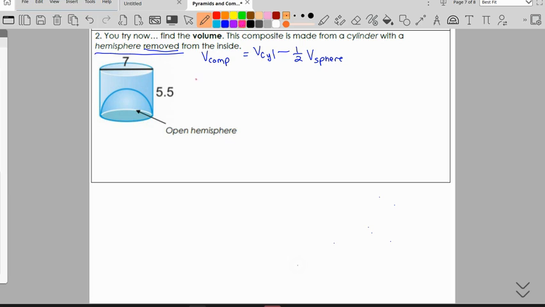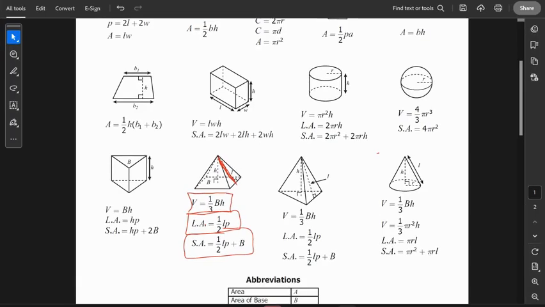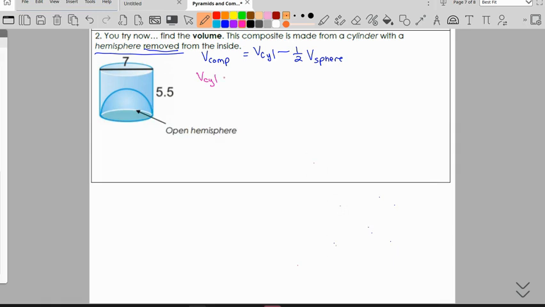Let's go find volume of the cylinder. And if I look at my formula card, here's my cylinder. Volume is pi r squared times height of the cylinder. So that formula is pi r squared times height of the cylinder. And then I'll go find half the volume of the sphere. That's what I'll do next. Okay, and then we'll subtract those two.